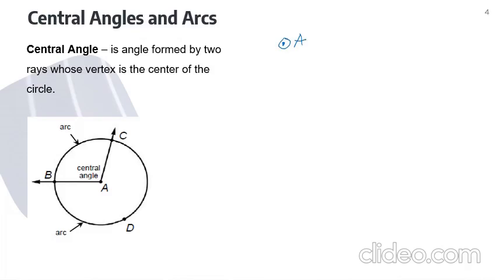Then, we can see that there is a central angle. So, angle BAC or angle CAB is the central angle. This one. One arc is the curve containing the points BC. This one. May mabubuo na arc, that is arc BC or arc CB.